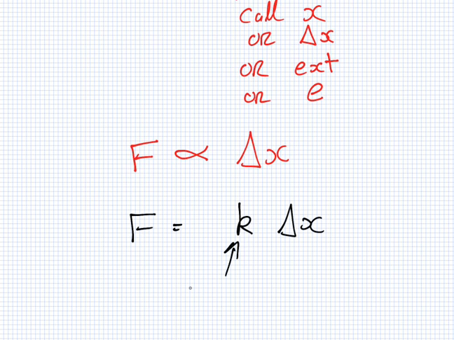And this K here has many names. We can call it the spring constant. We can call it the stiffness constant. I suppose you could call it Hooke's constant. But it's just a constant. And it's very important that you know that the K is different for different springs. So it's different for each problem.